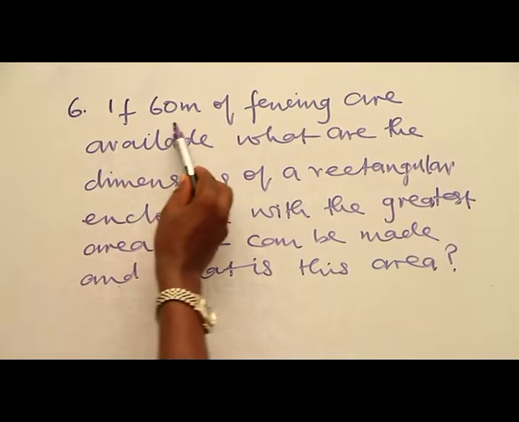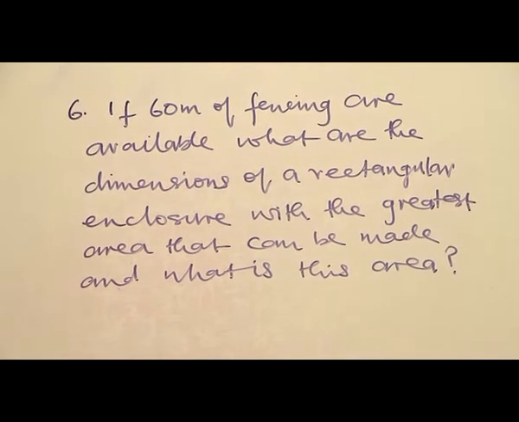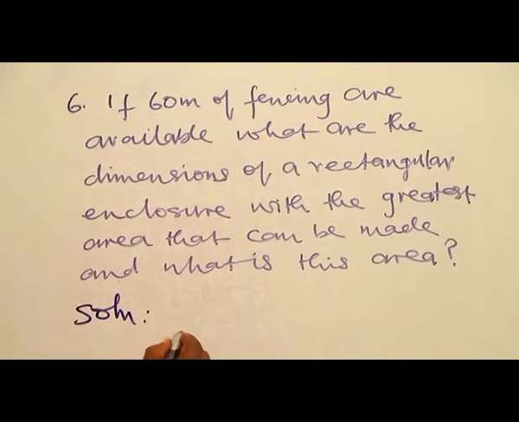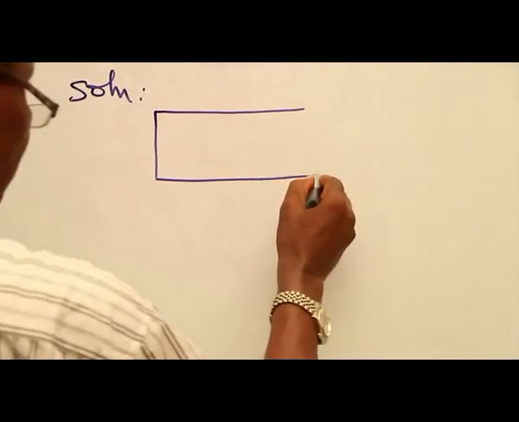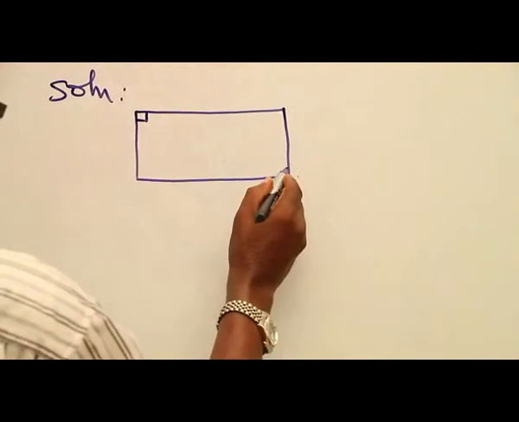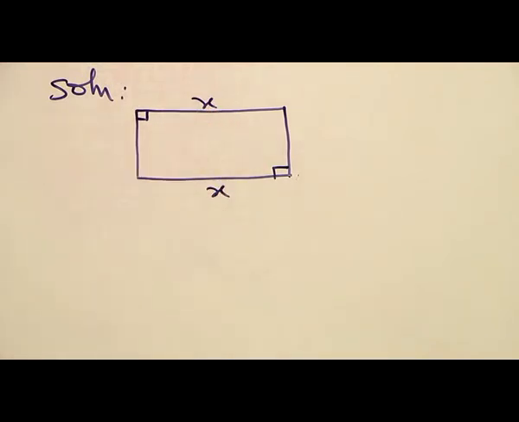Example number 6. If 60 meters of fencing are available, what are the dimensions of a rectangular enclosure with the greatest area that can be made, and what is this area? Solution. We're talking about a rectangle. Let's sketch a rectangle. Assuming this is our rectangle, let the length be x. So this side will also be x.